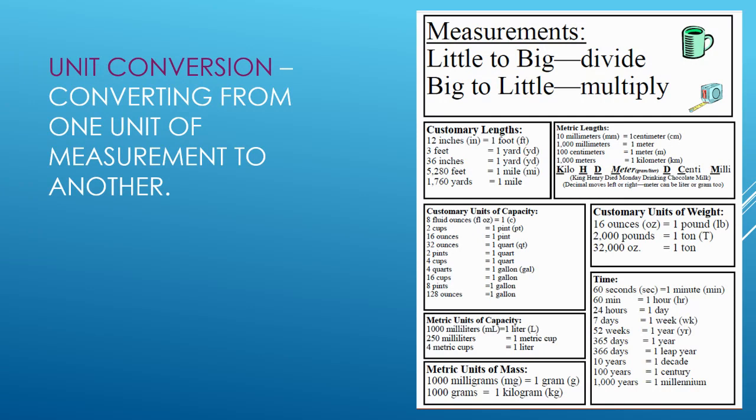And you can see I've got this chart here, which has a ton of different conversion amounts and a nice little helpful hint at the top. It says when you're going from little to big, you divide. So when you're going from inches to feet, you would divide. When you're going from big to little, you would multiply. So for example, if you were going from miles to yards, you would multiply. That's a really helpful thing to remember as you are working through these, okay? We're also going to set up some ratios to help us figure it out that way.